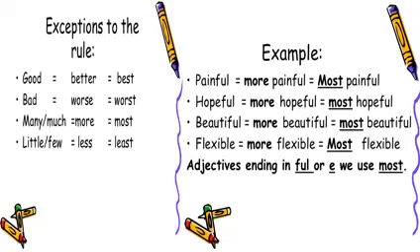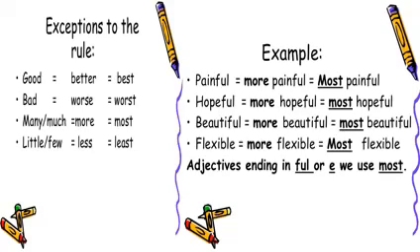So here you can see that if the positive degree is ending with ful or e, we just have to add more or most and it will be your comparative or superlative degree. For example, you can see here beautiful, it is ending with ful, then we will add here more or most and it will be your comparative or superlative degree. Flexible, more flexible, most flexible, because it is ending with e.